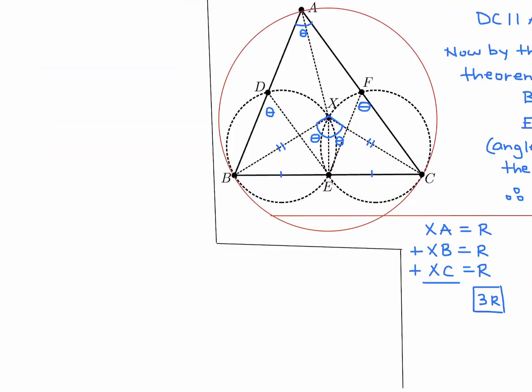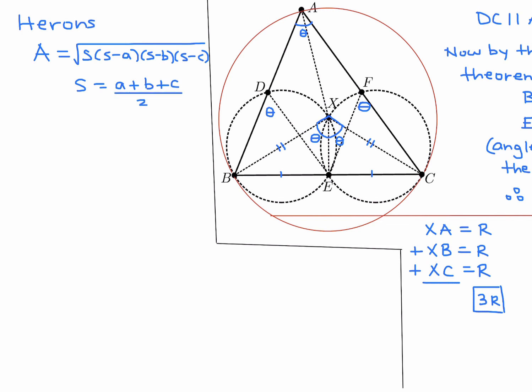We do that by calculating the area of the triangle ABC in two methods. The first method is Heron's. Some of you may remember the area of a triangle is calculated as the square root of S times S minus A times S minus B times S minus C, where A, B, and C are the lengths of the sides, and S is the semi-perimeter, or half the perimeter. In our case, A, B, and C were given in the question: 13, 14, 15. So S would be 13 plus 14 plus 15 over 2, and that means S is 21.